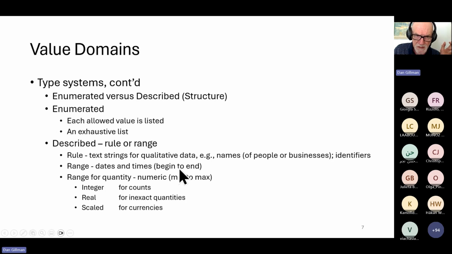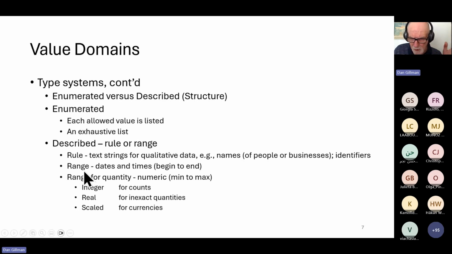The other type system is about structure. So we can have an enumerated type, which is we list all the possibilities, say in the marital status example, or we can describe them using a rule or a range. So in the age example, we had a range for the numbers representing the ages. So more generally, a rule is based on text strings, say for qualitative data like names and so forth. You can also have rules for identifiers.